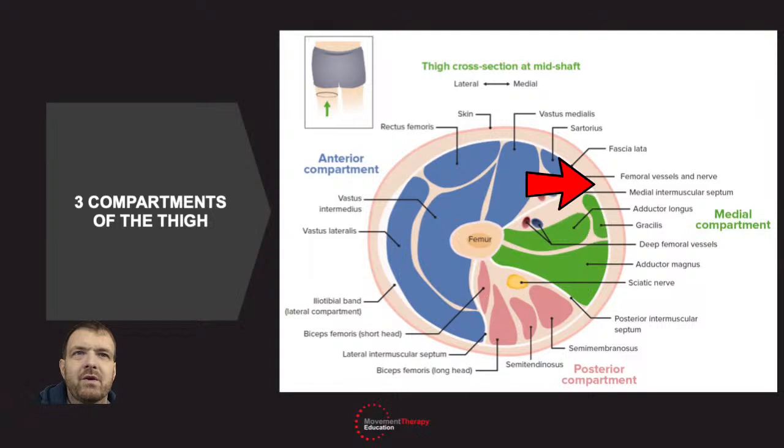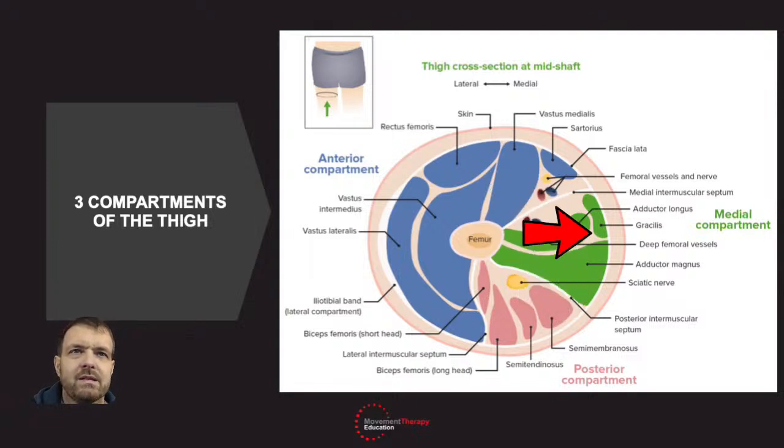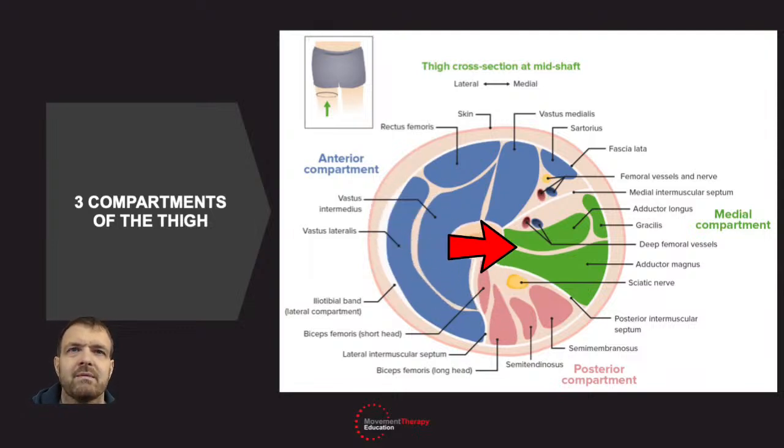Okay, so if we have a look here, imagine someone sliced through your left leg and you're looking down at what is there. So we've got this green area that's the medial compartment. So these are your inner thigh muscles. Then you've got all this blue area here, which is the anterior compartment, and then this pink area, which is the posterior compartment at the back. So I think it's easier, like I say, just to visualize it, thinking left leg top down, because that's usually how we see cross-sectional areas.